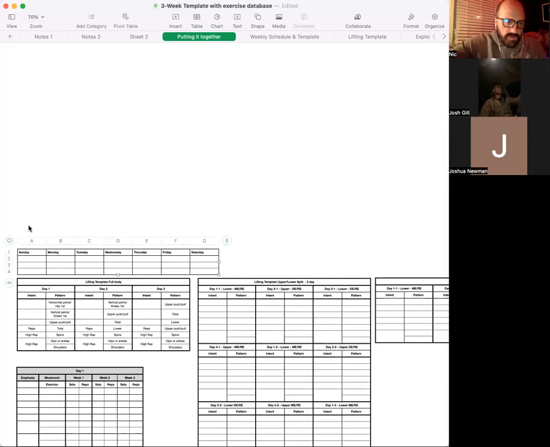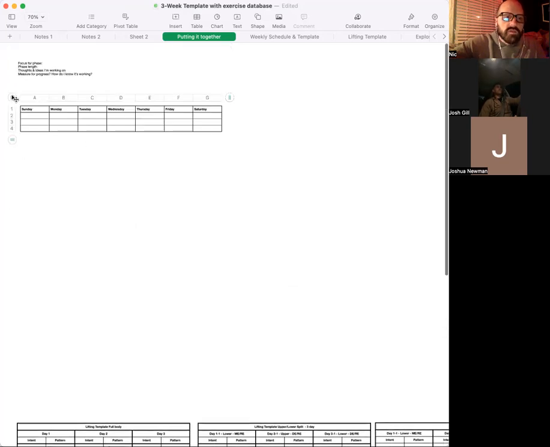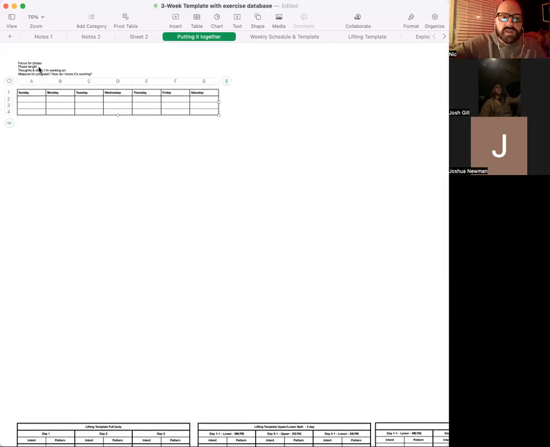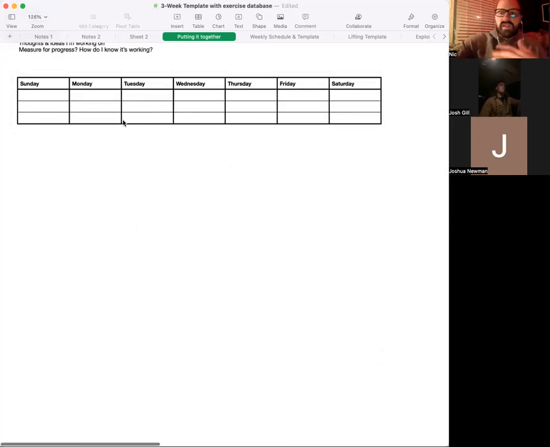So the first thing we want to do is plan out the week, right? What does the microcycle look like? So how many days a week can you actually commit to lifting? Usually for me, it's Monday, Wednesday, and Friday, but this time I'm moving to every day. But let's just say we'll lift on Monday, Wednesday, and Friday.